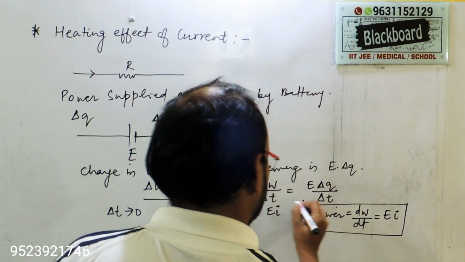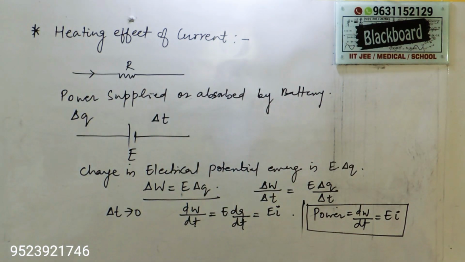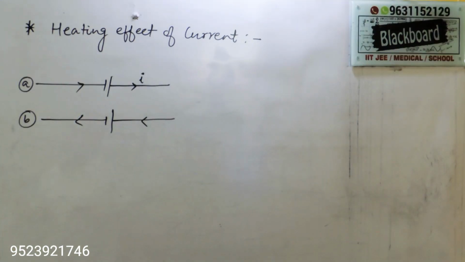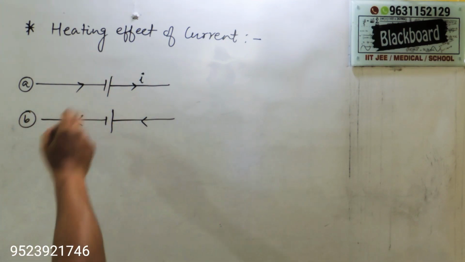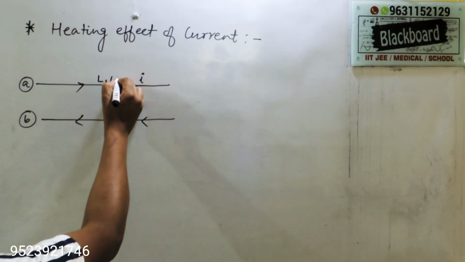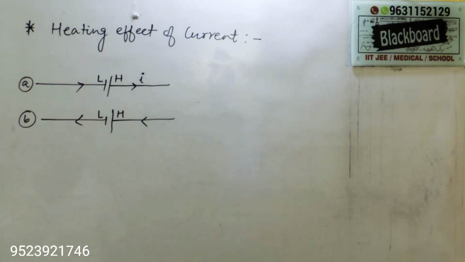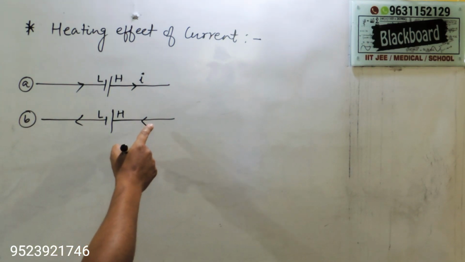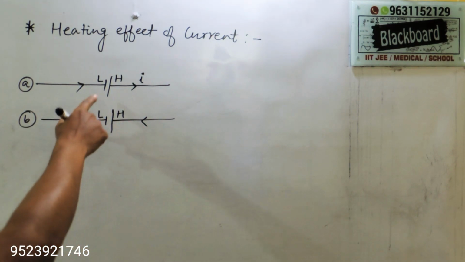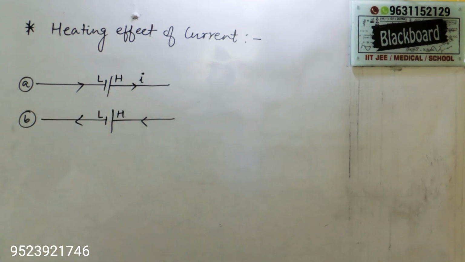E is potential, I is current. The power of output or input to the battery is E into I. The quantity P represents the rate at which energy is transferred. This is a very important concept here. In this figure, this is lower potential, this is higher potential. This is lower potential, this is higher potential. Here current is passing from higher to lower, and here from lower to higher in this direction.